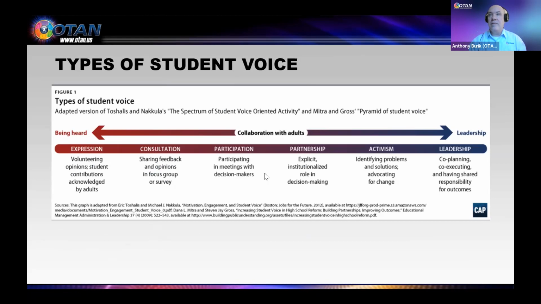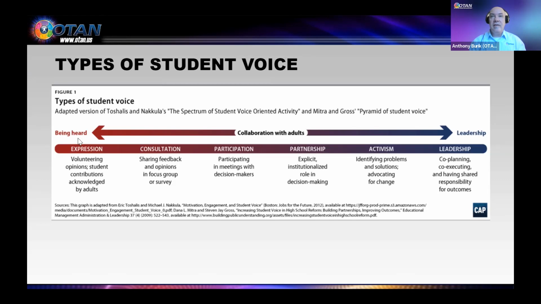On our screen from left to right, first we have expression. The second one is consultation. The third is participation. The fourth is partnership. The fifth is activism. And the sixth is leadership. So researchers have categorized student voice into these 6 different types. You'll also notice that these 6 types are along a spectrum. And across the top, we have a measure of student voice, in this case, collaboration with adults, right?